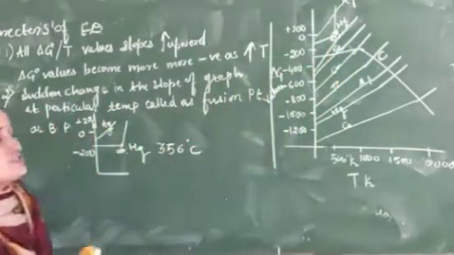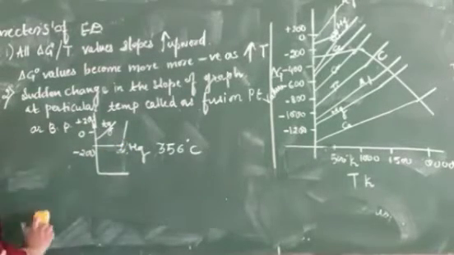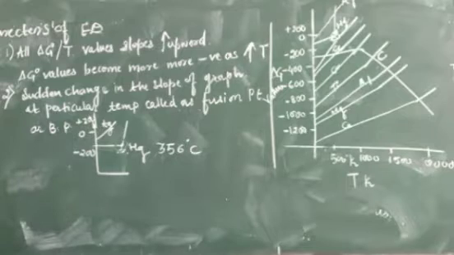Why is there a sudden change in the slope of the graph? Because this particular point is the boiling point of Hg. At that stage, it starts to boil, so there is a sudden change in the slope of the graph.